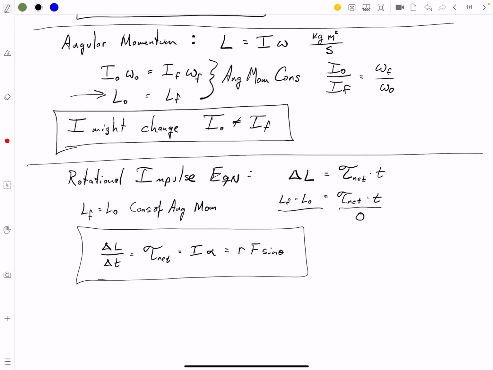All right. No external torques. That's what this is, right here. No external forces or torques.